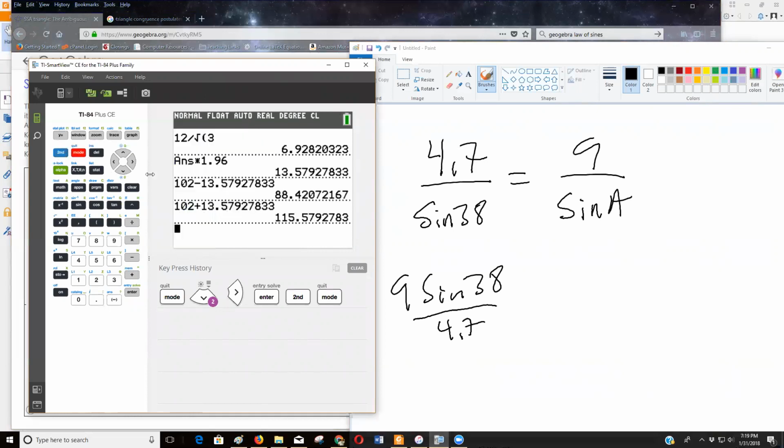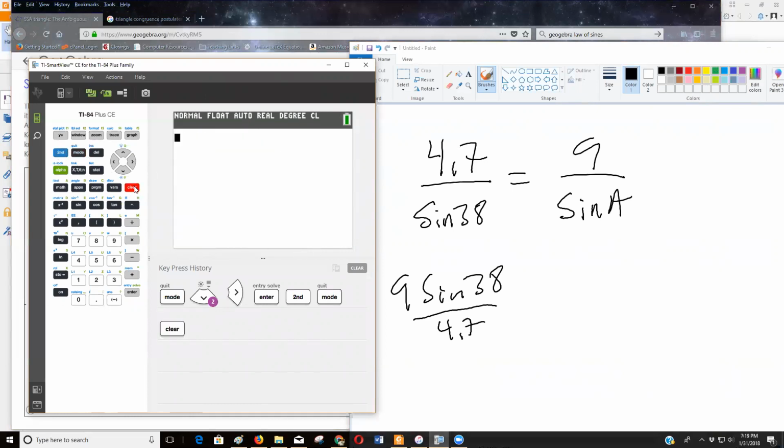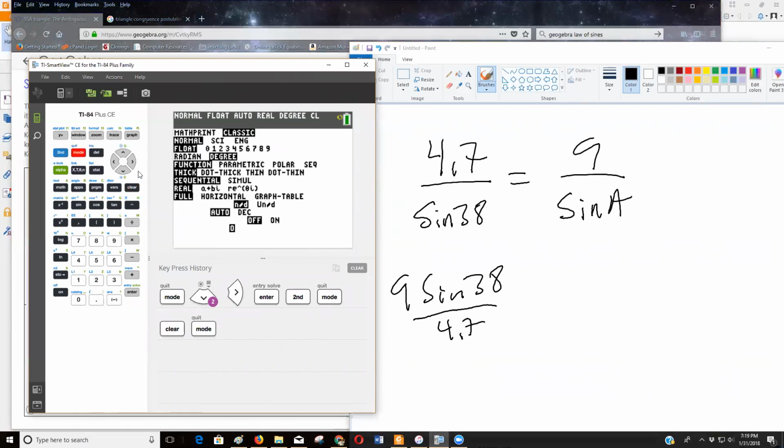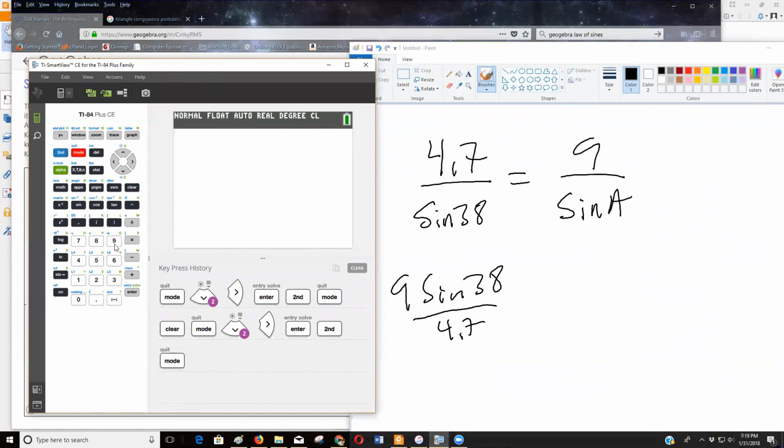I'm hoping this came to you last semester when you were learning this material. If I'm using a graphing calculator and you're working with the law of sines, law of cosines, you want to be in degree mode. So if you press mode and then come down and make sure degree is dark and press enter, now you're in degree mode. So I'm going to try to calculate this: 9 times the sine of 38, and I'm going to divide that by 4.7.